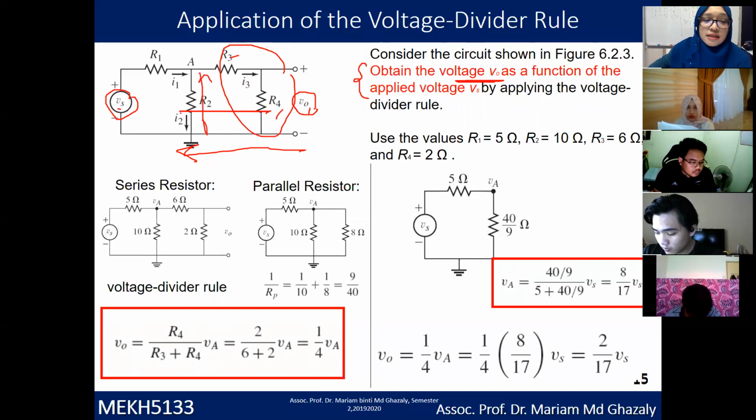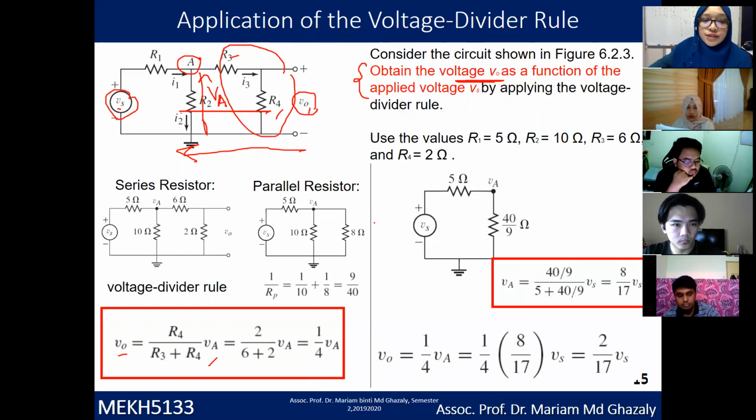Since you know Vs here is equal to this, you have VA here. So this is VA. So V0 is equal to R4 over R4 plus R3 times VA. That's how you get this first equation. Substitute the R4 value and R3 value, and you get V0 equal to 1 over 4 VA. That is the first equation.